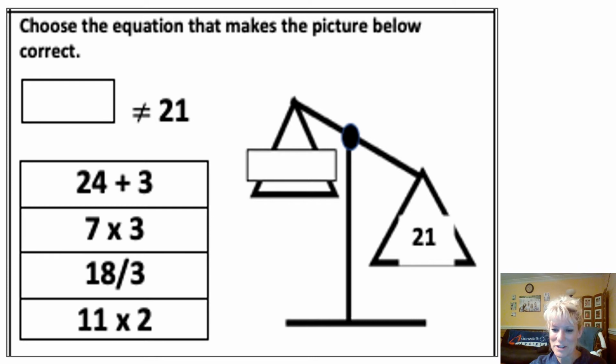All right, now you're going to try this one on your own, and then pause it and come on back and I'll talk you through it.